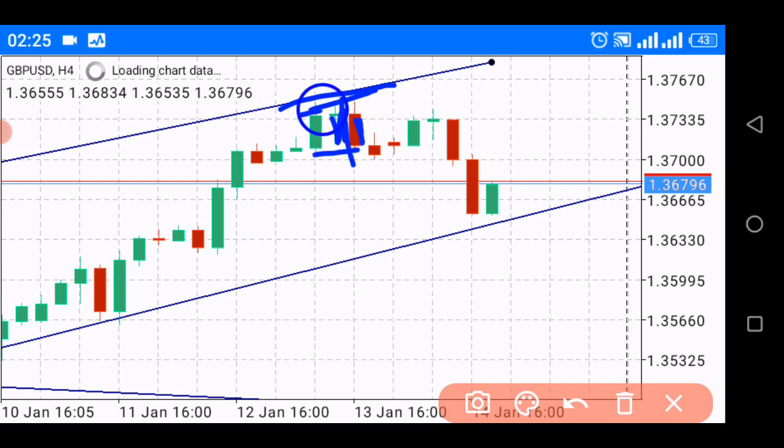The first thing, we have this structure, we have an indecision candlestick, and we have a momentum candlestick. Many of us call this pattern evening star or morning star, but me, I don't give it a name. All I know is that I have an indecision candle and a momentum candle that confirm that movement. Yes, we can take our trade here.